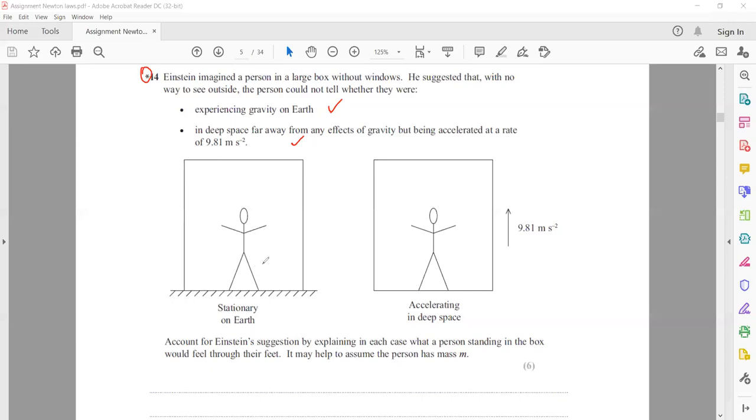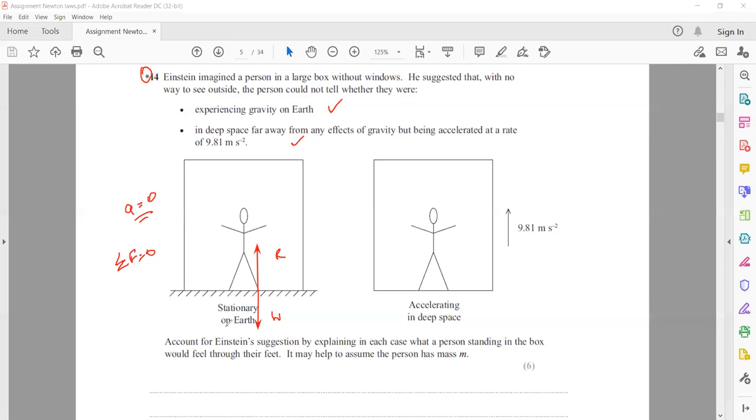So what about the person who's at rest on the earth? The weight of the person, the gravitational pull, will act downward. And if there's a downward force, the surface will also apply an upward force, the normal contact force. And because he's stationary on earth, acceleration will be zero, or we can say the resultant force will be zero.